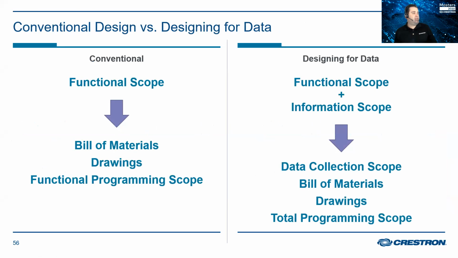What that looks like in conventional terms, this means you had a functional scope. I had to define what the room needs to do, what the space needs to do, what the system needs to do, right? And that would inform my bill of materials, my drawings, and my functional programming scope. When we start talking about information, all of those things still apply, but we have a different goal we need to get to as well, right? Not only does the system have to function, we have to know what information we want to get out of the system. So it's going to inform our scope a little bit differently. So now we need to understand what equipment we need to specify that's going to give us that data in the first place, and that's going to change our total programming scope to include those functions as well.